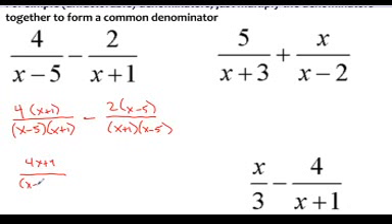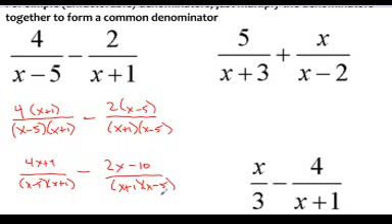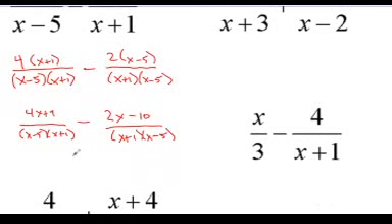We're going to call this x minus 5 and x plus 1. On my other one, I have my other fraction: 2x minus 10 over x plus 1 and x minus 5. So now I can subtract. Again, we're going to be careful. 4x minus 2x is 6x. I'm sorry, it is 2x.